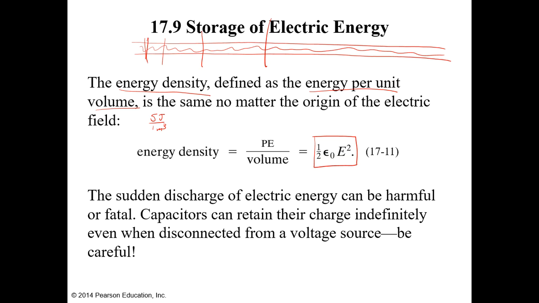Now, when you have a lot of energy stored up in a capacitor, there comes a point where that energy is high enough that you get a sudden discharge of electric energy. It's called a shock. And it can be harmful or even fatal sometimes. Capacitors can retain their charge indefinitely, even when disconnected from a voltage source. If you charge up a capacitor and then suddenly disconnect it, those plates are going to hold on to that charge. They will not let it go.